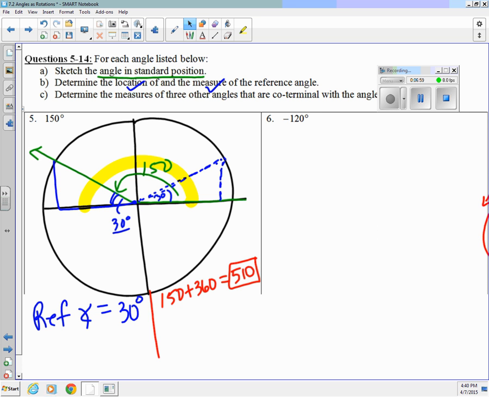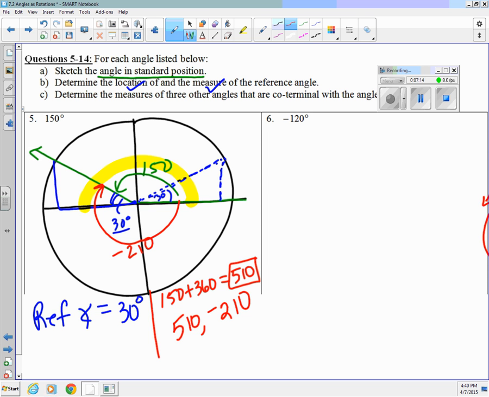So I'll take my red marker and go negative. I can go negative 90, negative 180, and then another 30, as you could see from that reference angle that we calculated. I can get to negative 210. So now I know I have 510, and I have negative 210. So I need a third one. Well, I could do another negative 360 around.